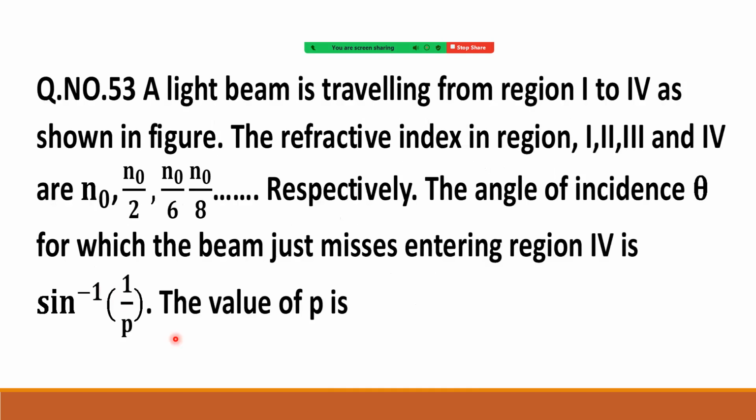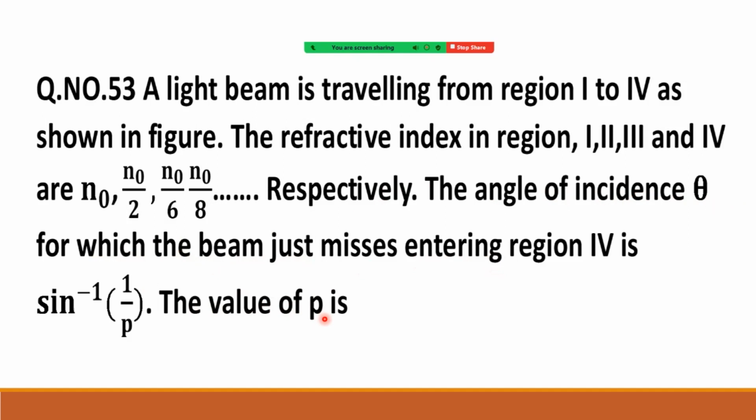Now see next one. A light beam is traveling from region 1 to region 4 as shown in figure. The refractive indices in regions 1, 2, 3 and 4 are N0, N0 by 2, N0 by 6, N0 by 8 and so on respectively. The angle of incidence theta for which the beam just misses entering region 4 is sin inverse 1 by P. So we have to find the value of P.